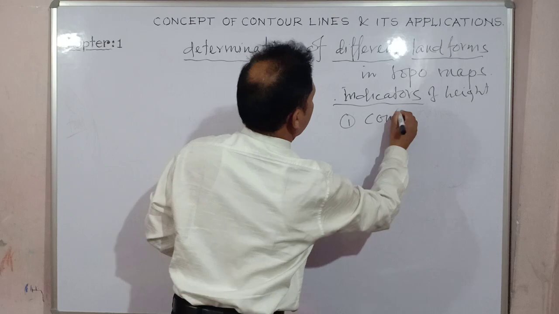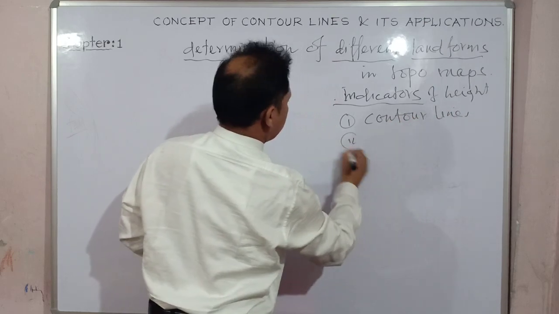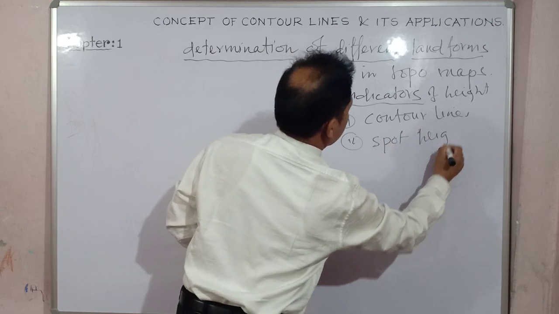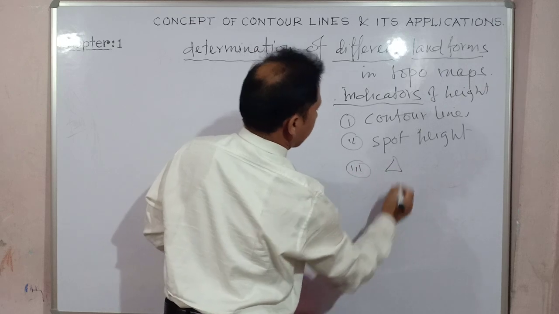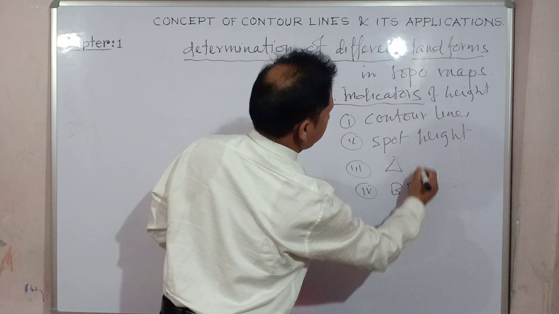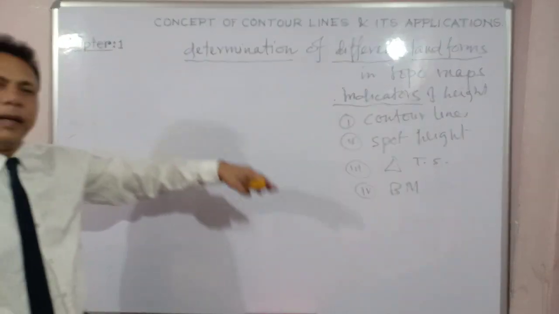If I see, what are the indicators? First, contour lines, you know. Second is what? Spot height, right? Third is what? Triangulation stations. Then what is it? BM and writing spot. Clear? Clear? These are the indicators of height.